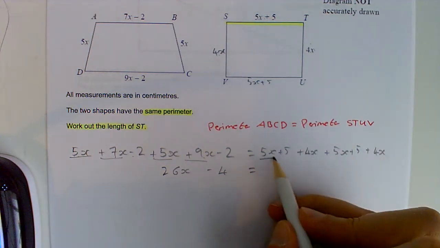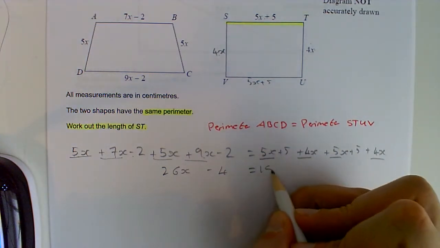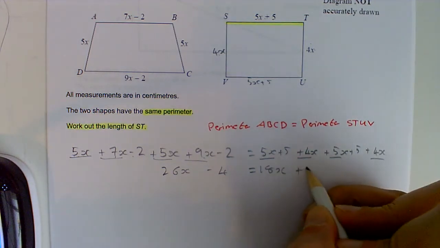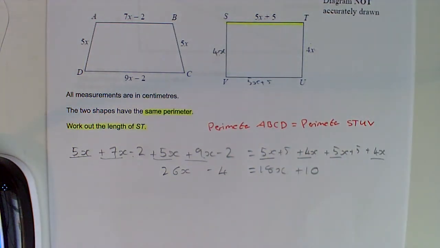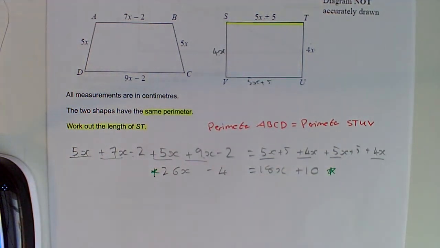This one, same thing, let's add up the x's. 5 add 5 is 10, add 4 is 8, so that's 18x. 5 add 5 is 10. So that's the equation that we wanted to get to. That's the really crucial part of the question. If you don't get to there, we can't do anything with this, okay?